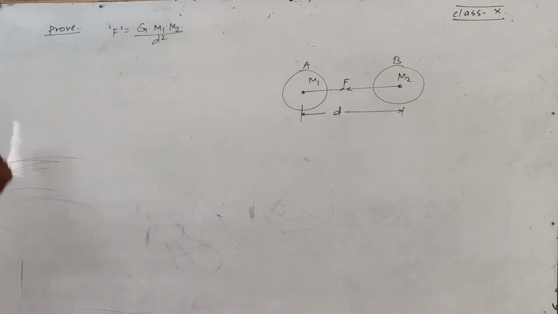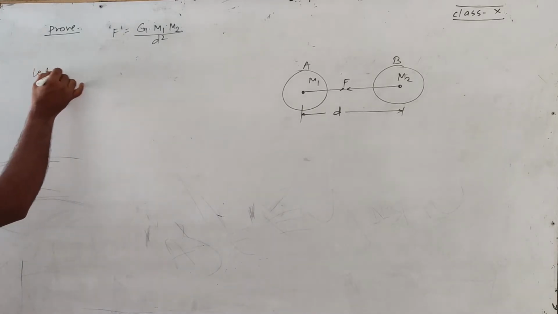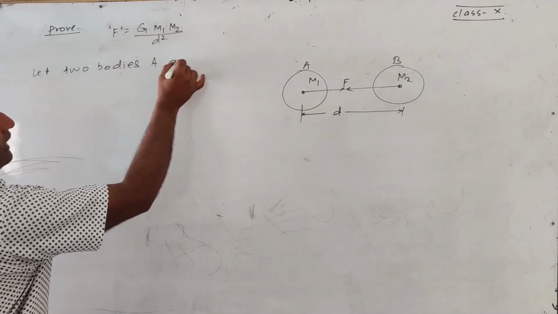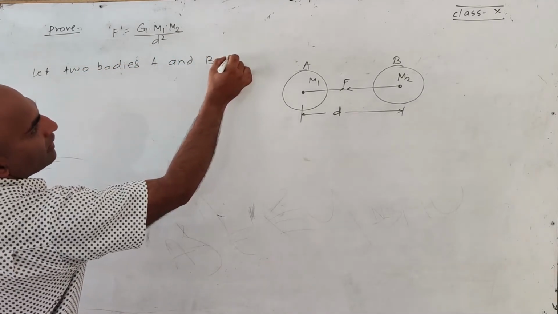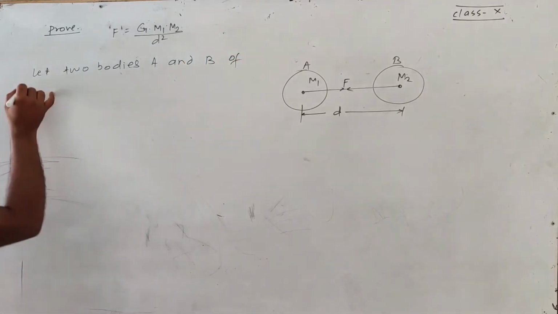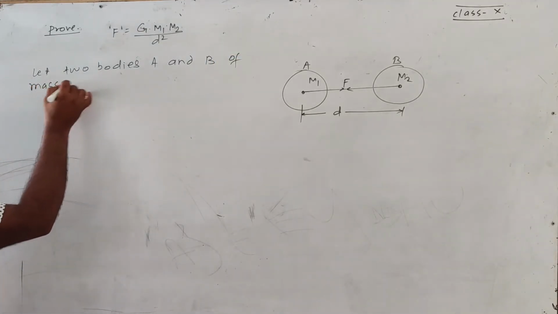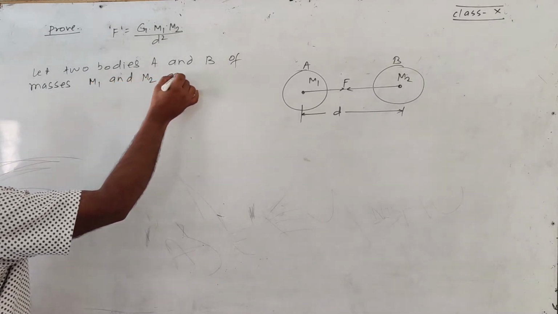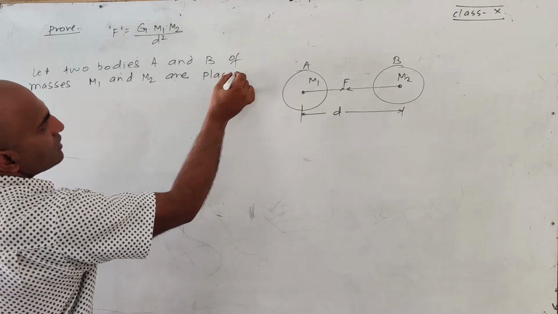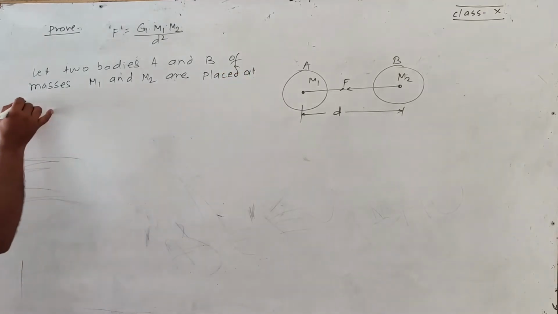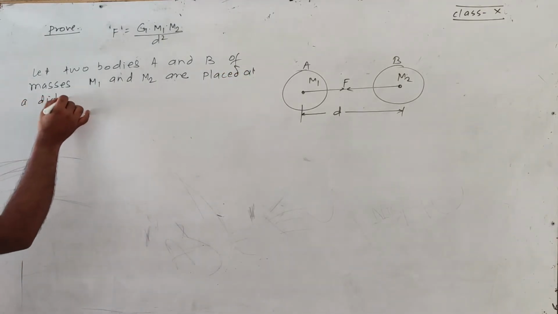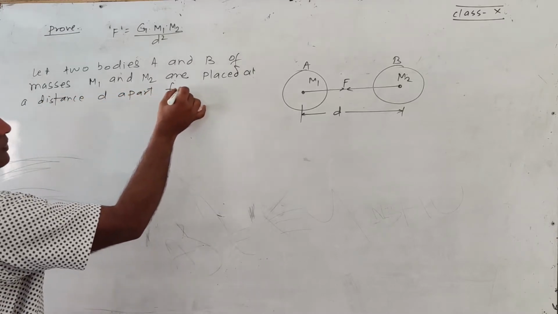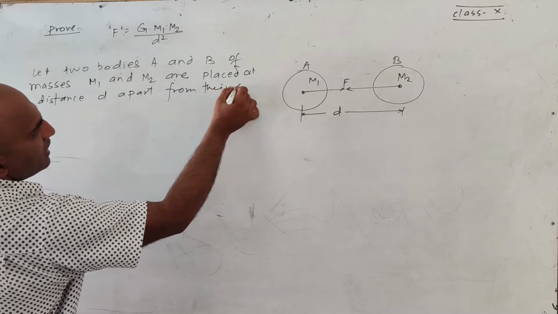To prove this, let two bodies A and B of masses m1 and m2 be placed at a distance d apart from their centers.